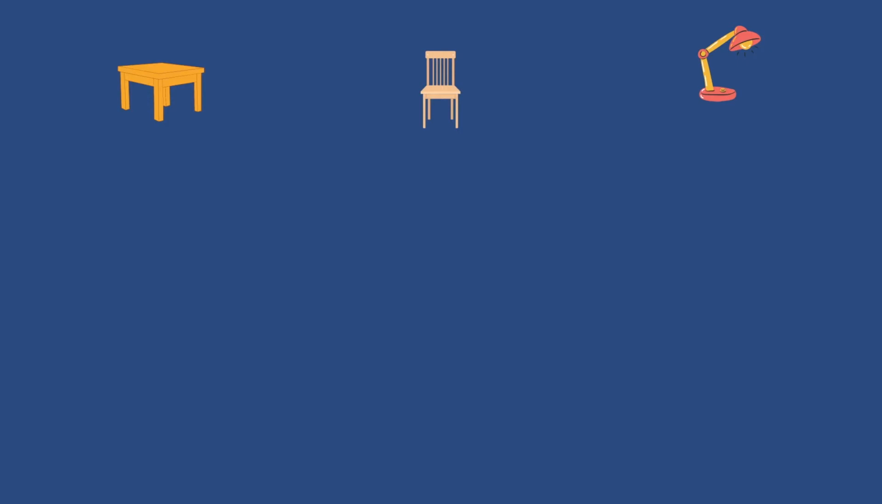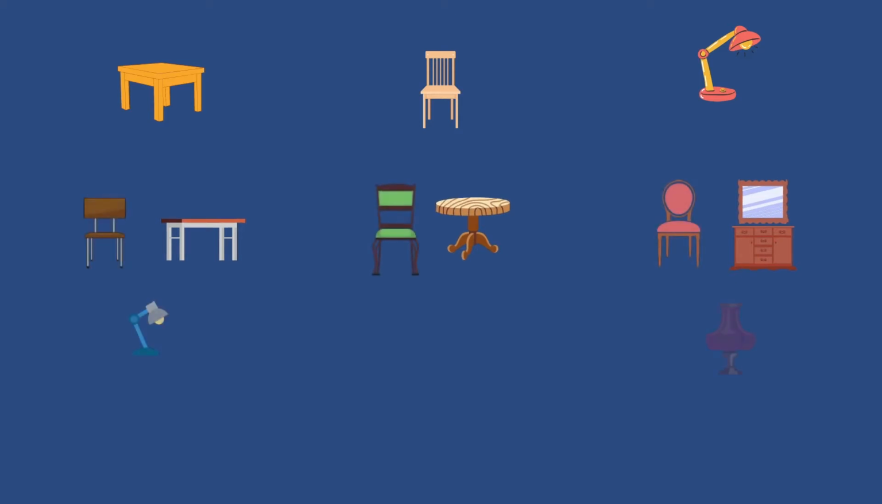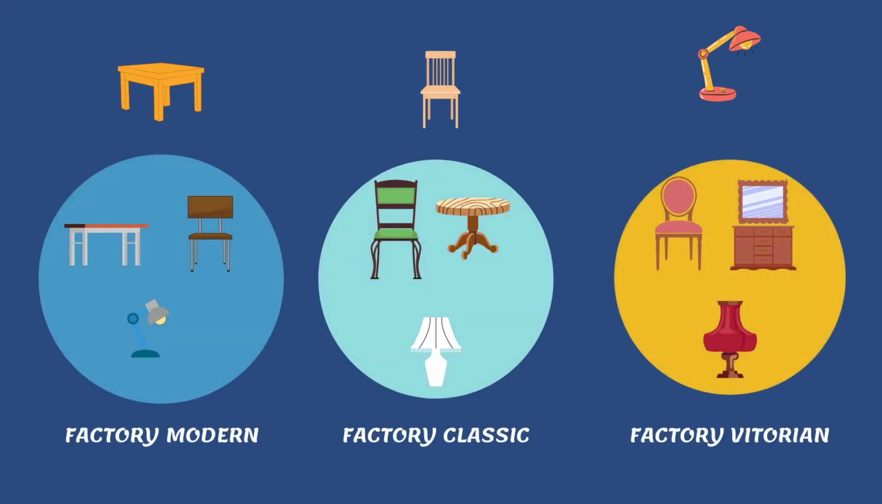First, we create an interface that declares each product: table, chair, table lamp. Then we develop variations that inherit from the product interface, such as a modern table, classic table, Victorian table. Next, we create the abstract factory, an interface with methods for initializing the products such as tables, chairs, and table lamps.